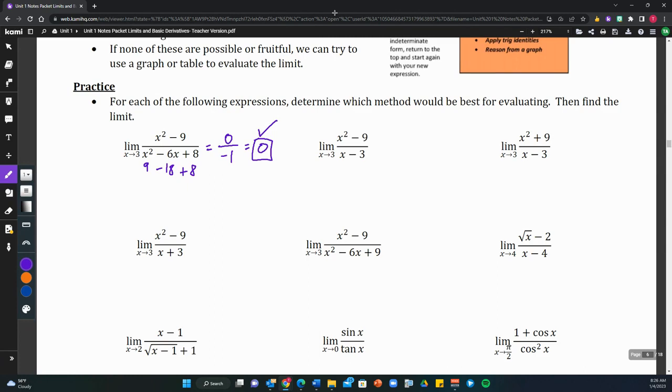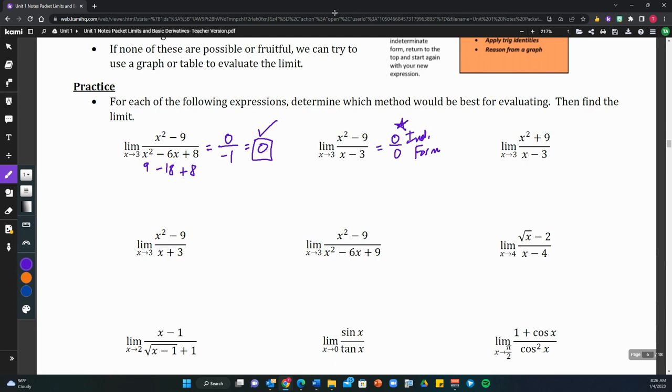All right, second one. Limit as x approaches 3 of x squared minus 9 over x minus 3. Try direct substitution again. 3 squared minus 9 is 0, and 3 minus 3 in the denominator is also 0. So this is our indeterminate form. This is your red flag. When we get indeterminate form, this is where we need to go back to the original function and think of ways to rewrite it. Anytime you've got polynomials involved, factoring is an option.